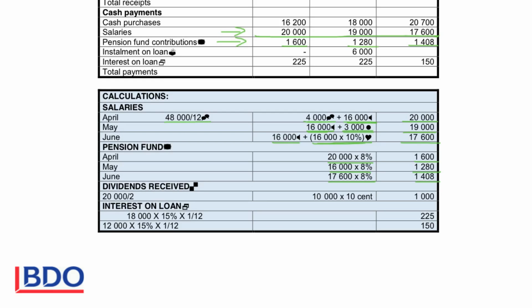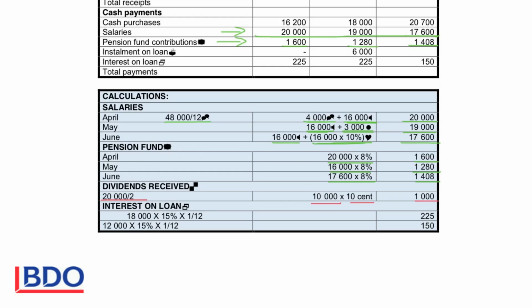If we look at the calculation, we see that they invested 20,000 rand. The cost per share was 2 rand, so that means that they bought 10,000 shares. They received 10 cents per share, so the total amount that will be received as dividends will be 1,000 rand.